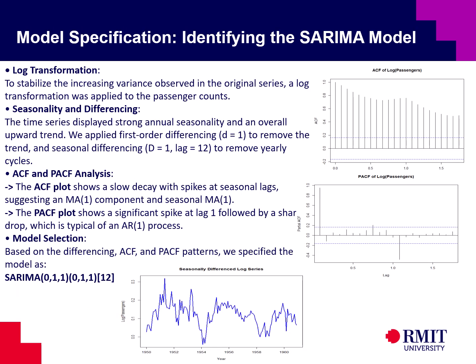To prepare the series for modeling, we applied a log transformation to stabilize the variance. Then we used first order differencing to remove the trend and seasonal differencing at lag 12 to address the yearly cycle. After this, we examined the ACF and PACF plots. The ACF showed seasonal spikes and slow decay, suggesting a moving average component, while the PACF had a strong spike at lag 1, suggesting an autoregressive term. Based on these patterns, we specified the SARIMA model shown here, which captures both short-term and seasonal dependencies.